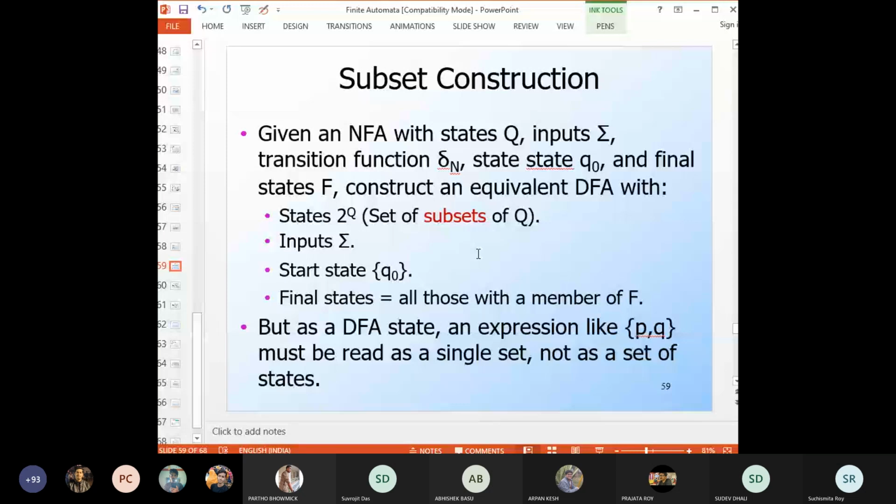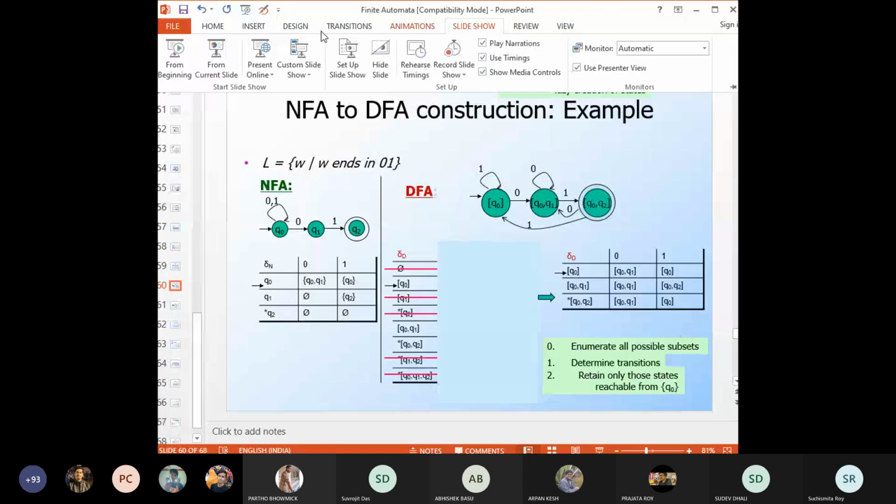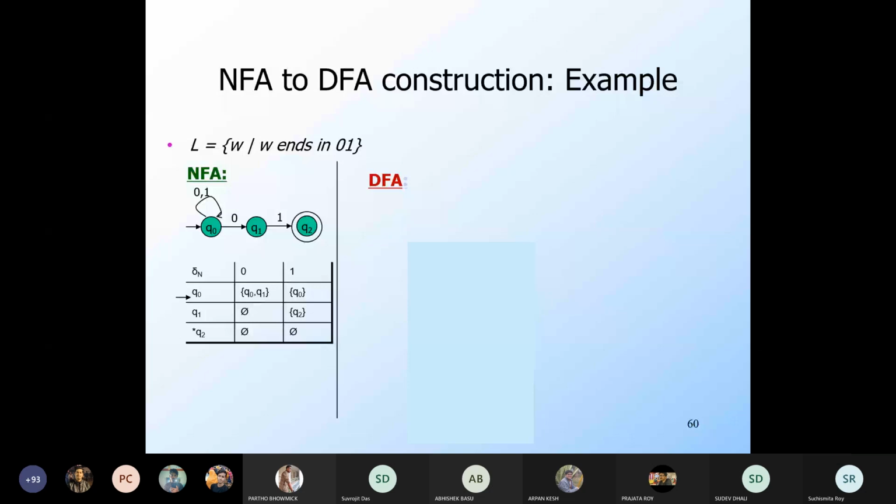So this example again, I must go to slideshow mode. I'll just show you there. Okay, so this example again we have seen in the previous class. I'm just showing it to you. Now you have the NFA on the left. I want all of you to work through this example and solve to get the DFA, which we will now see.